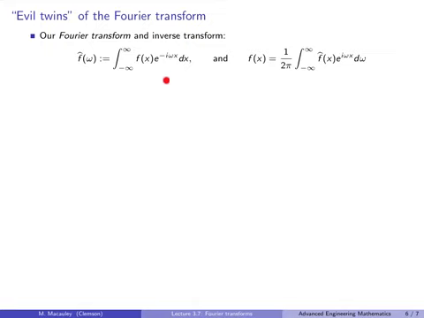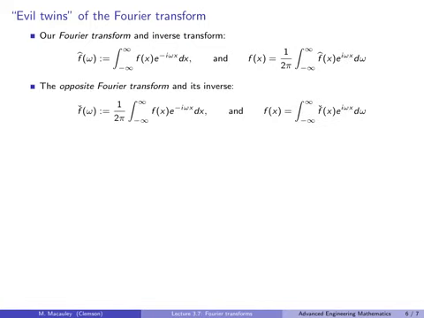So this is our definition of the Fourier transform and the inverse Fourier transform. Notice that they're the same except there's a 1 over 2 pi in the inverse, and there's a negative here and a positive here. Next is the so-called opposite Fourier transform and its inverse. This is the same except now the 1 over 2 pi goes on the forward Fourier transform and not the inverse. Now Marcus Pivato, who, as far as I know, coined the term evil twins, switches not only the names of these things, but also the notations.